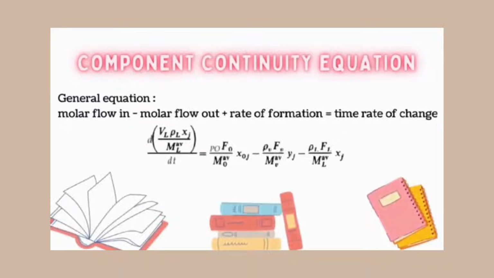The second equation is the component continuity equation. The general equation is molar flow in minus molar flow out plus rate of formation equals time rate of change. So for the practical model, the CCE is d(VL rho L xj / m average of liquid)/dt equals rho naught F naught x naught j over m naught average, minus rho V FV yj over m average of vapor, minus rho L FL xj over m average of liquid.